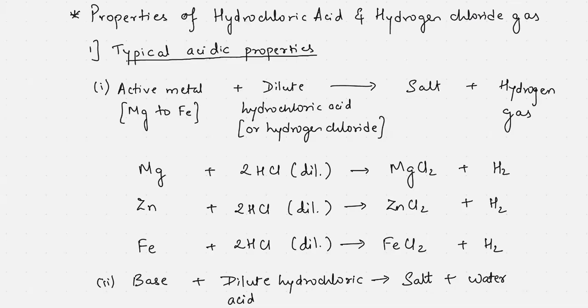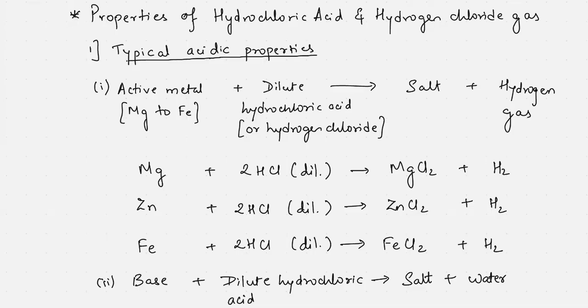acid gives salt and water, or a metallic carbonate or bicarbonate plus dilute acid will give salt plus water plus carbon dioxide, or a metallic sulfite or a bisulfite also, when reacting with dilute acid, will give you salt plus water plus sulfur dioxide gas, or metallic sulfide plus dilute acid will give salt plus hydrogen sulfide gas. Okay, so all these are properties of any typical acid.